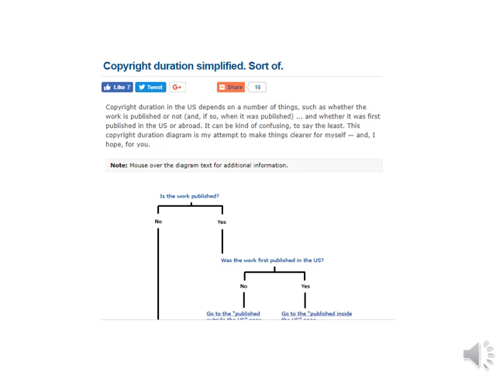Considerations of where the work was first published also come into play. Finally, until March 1, 1989, a work was required to have a copyright notice to be protected. However, at that time, the requirement was discontinued. Pay special attention to the flowchart that is on the Public Domain Sherpa website, and make sure to mouse over the diagram text for more information. It's important to understand what information is needed in order to determine a copyright expiration date.